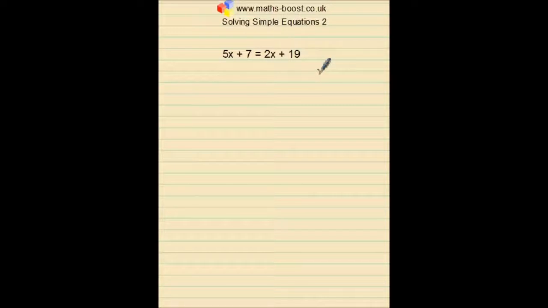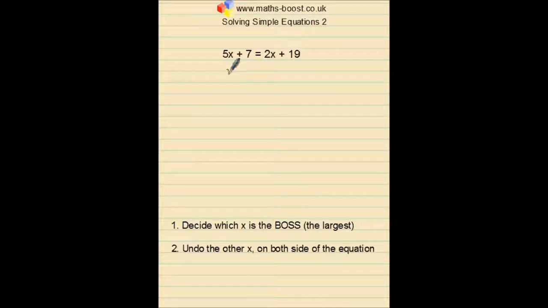We can easily deal with this, there's just an extra couple of steps. First, decide which x term is the boss. Who's in charge here? Well, it's always the bigger x term. So in this case, plus 5x is in charge. So we need to undo the other x term on the other side of the equation. Simply do this by doing the opposite on both sides.